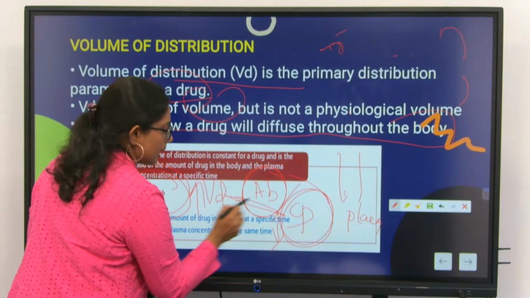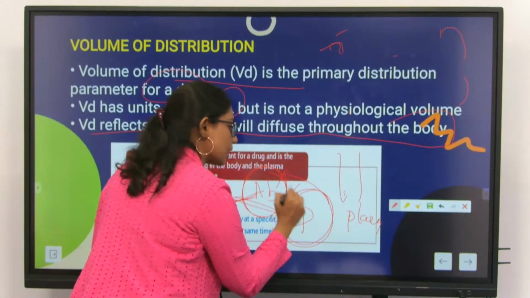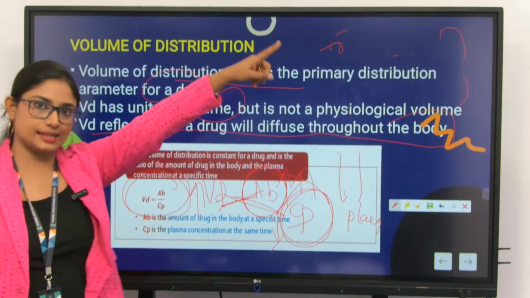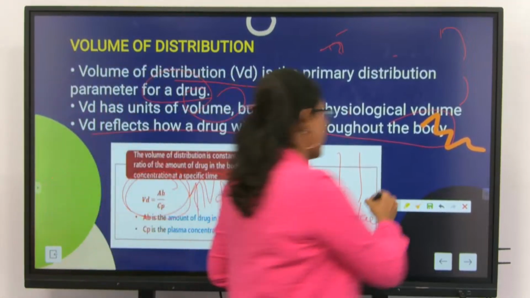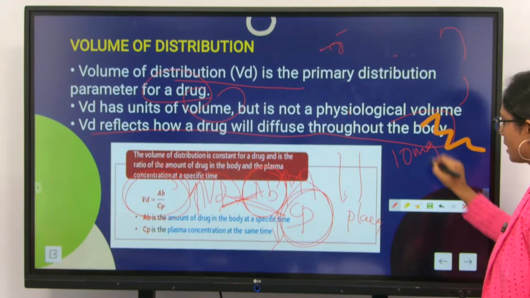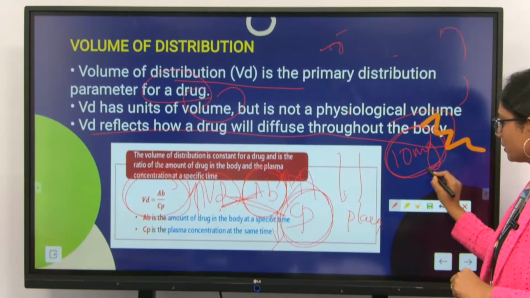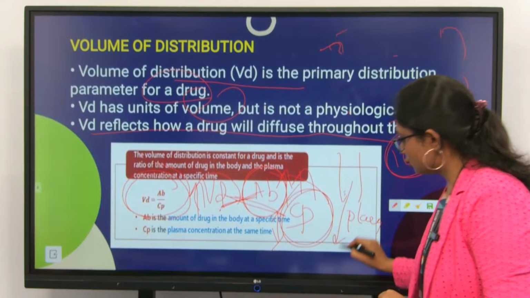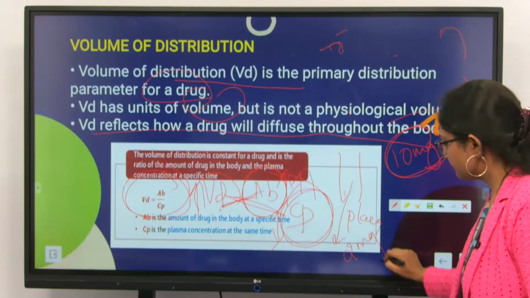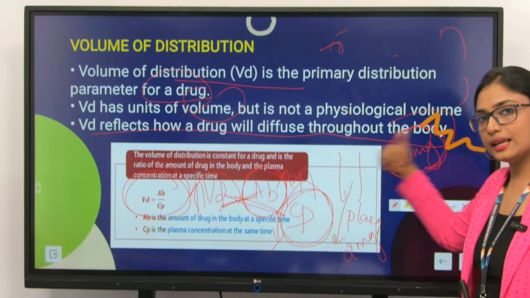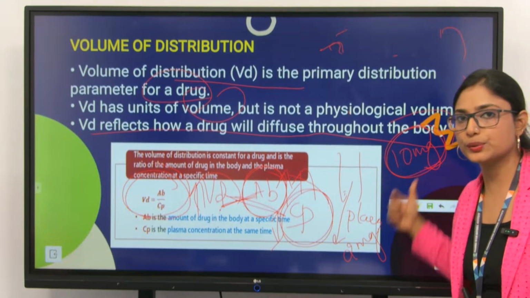So see, AB is directly proportional to VD. That means when the amount of drug inside the body increases, more drug is getting distributed. Suppose I take 10 milligram of a drug, just an example, and I collect a blood sample to check the volume of distribution. Suppose I'm getting 2 milligram. That means 8 milligram is there inside the body, so 8 milligram got distributed.